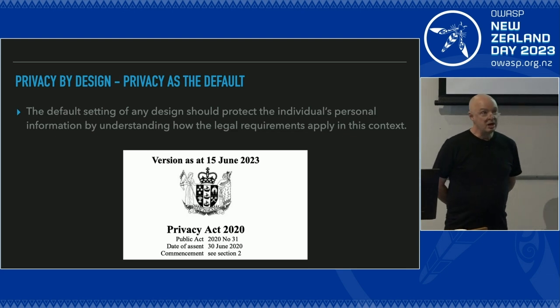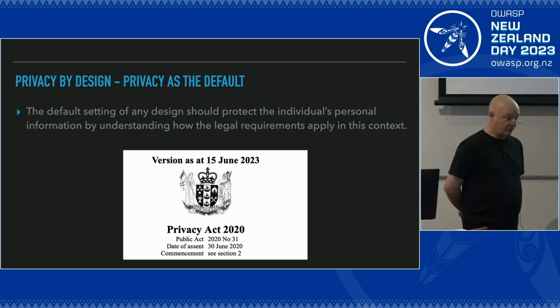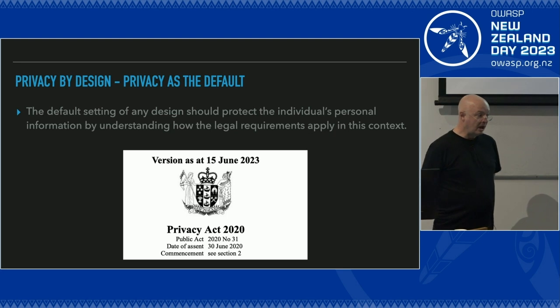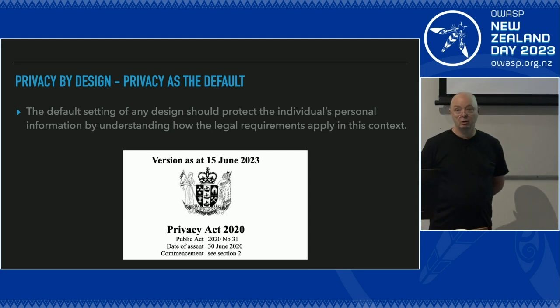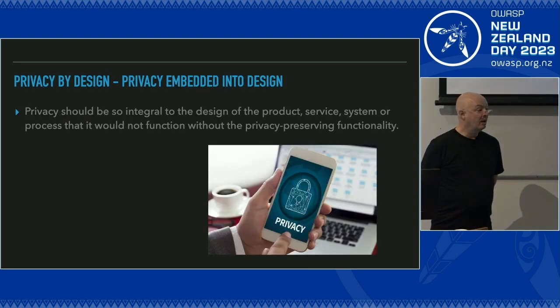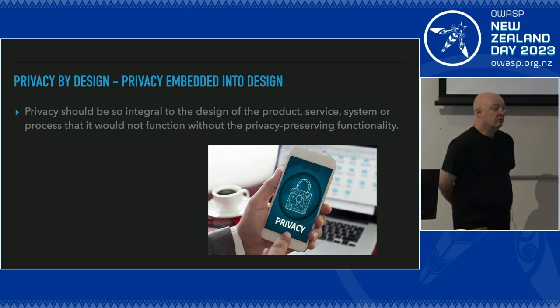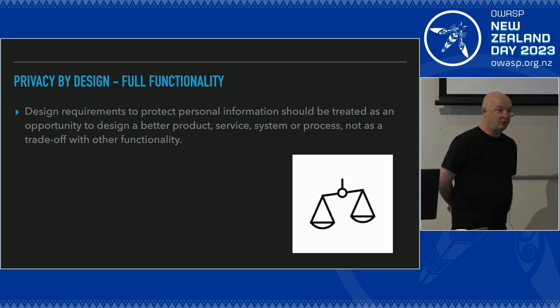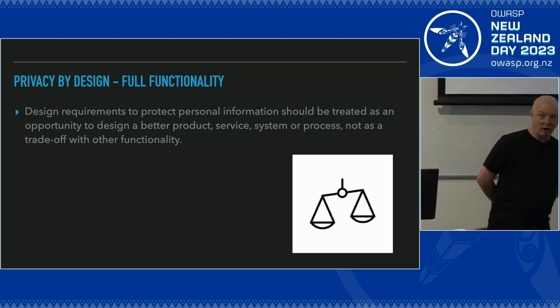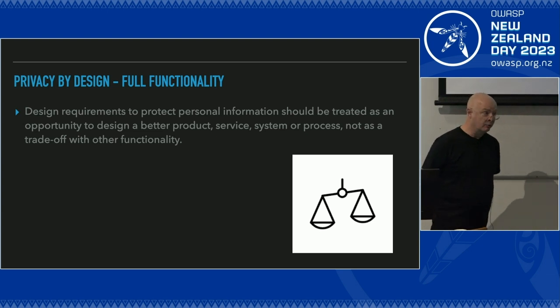The second one really is about understanding what the regulations or the law applies to you. In New Zealand, it's the Privacy Act 2020. Other jurisdictions have other requirements, and they may be applicable to you depending on where you sell your products and services. Yeah, this one I think is fairly self-explanatory. Full functionality, this really speaks to, it doesn't have to be a privacy or a good product. It can be both, and it should be both.